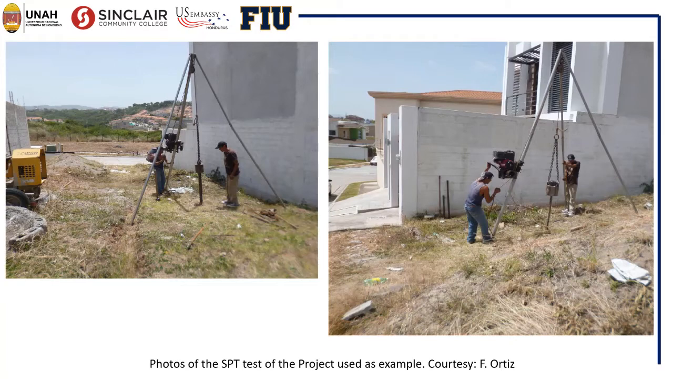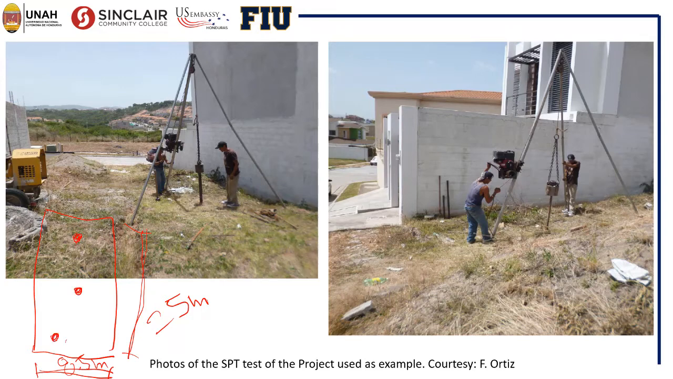These photos are of the standard penetration test made for the house we are using as an example in this COIL project. For that house in particular, just visualize this is the land. We have 8.5 meters in front and 25 meters in this direction, and we did 3 geotechnical prospections, one in the back, one in the middle, and one in the front of the land.